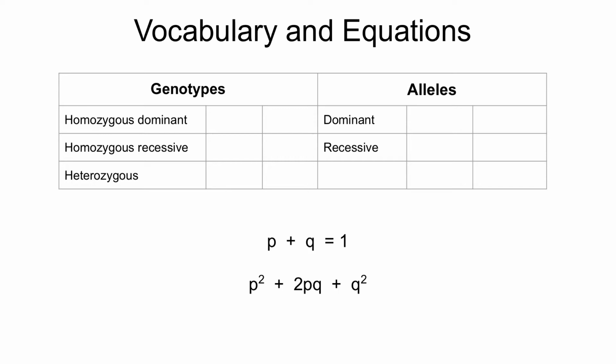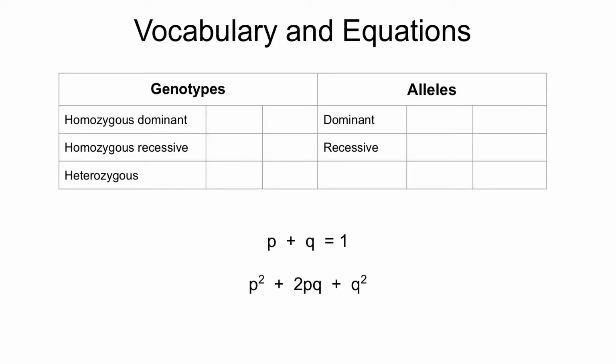The vocabulary is the homozygous dominant, homozygous recessive, and heterozygous terms. And when we talk about finding genotypic frequency or allelic frequencies, we need to understand what it means to be homozygous dominant or homozygous recessive or heterozygous. And so genotypes are the combinations of the alleles that are inherited by an organism.